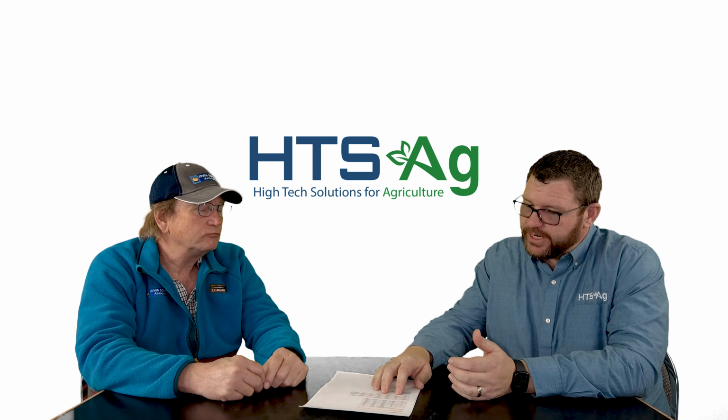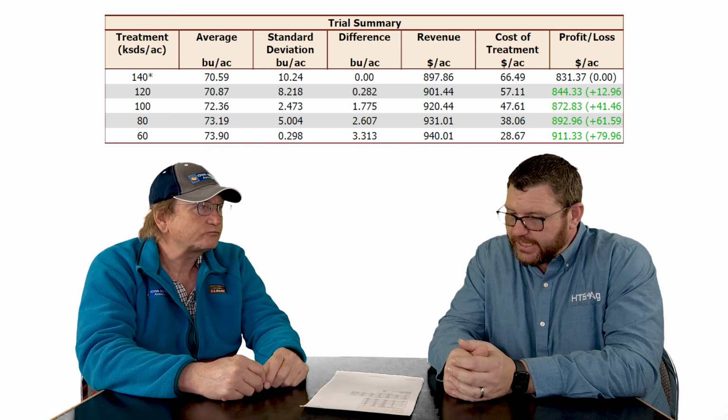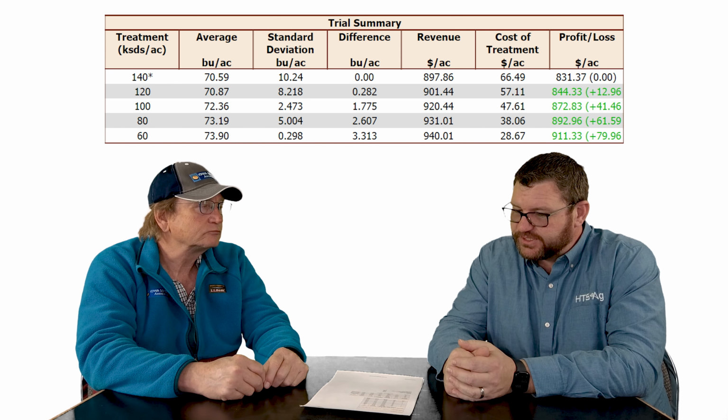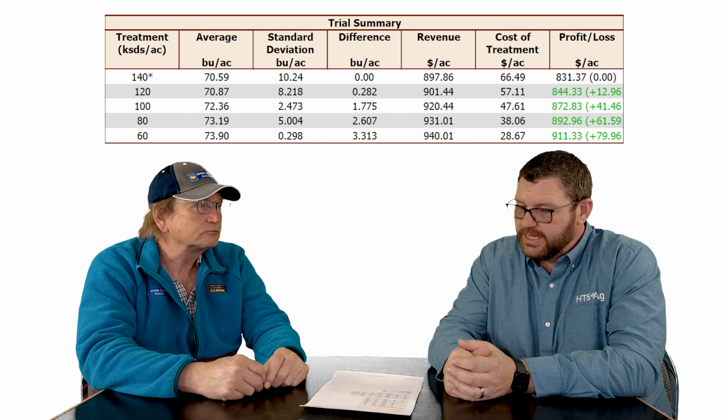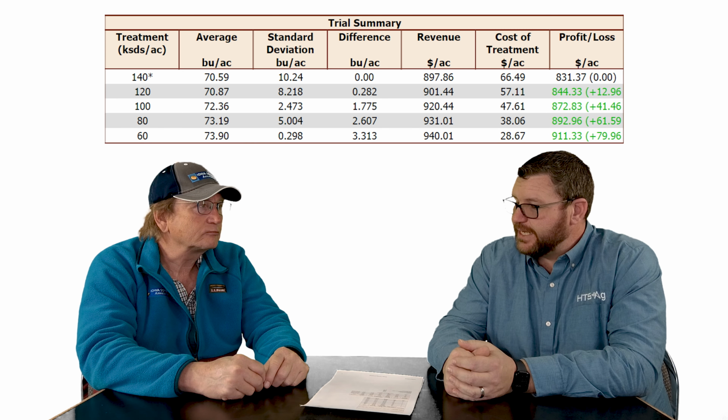And as we look down through here, we've got the results in front of us. At 140,000, we had an average of 70.59 bushels. And we actually just had a steady increase down to 120,000, 100,000, 80,000. We were up to 73.19 bushels. And the really interesting thing here is at 60,000, we're at 73.9 bushels per acre.